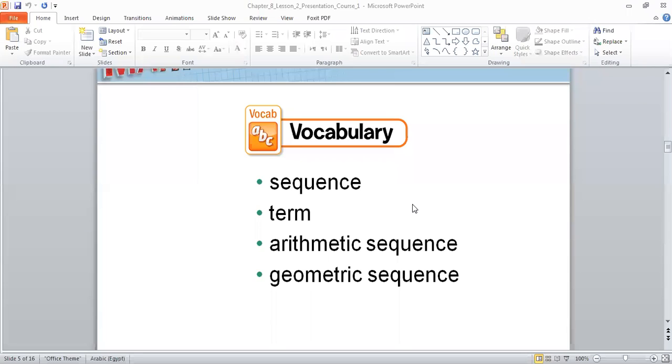So we can say that, my friend, the new vocabulary of this lesson will be: sequence, term, arithmetic sequence, and geometric sequence. So we have sequence alone, and term, and arithmetic sequence, and geometric sequence. We will start with the new slide in this lesson. This one will be talking about what?